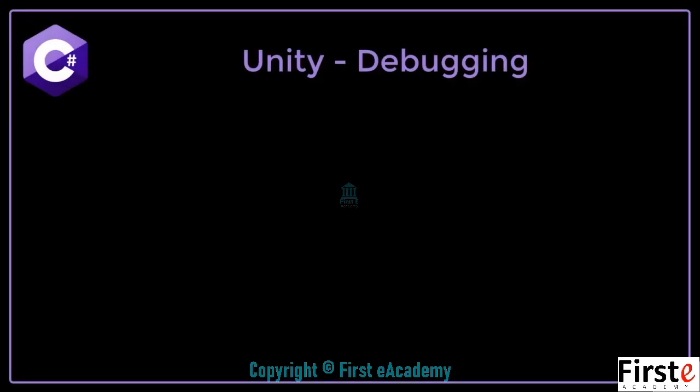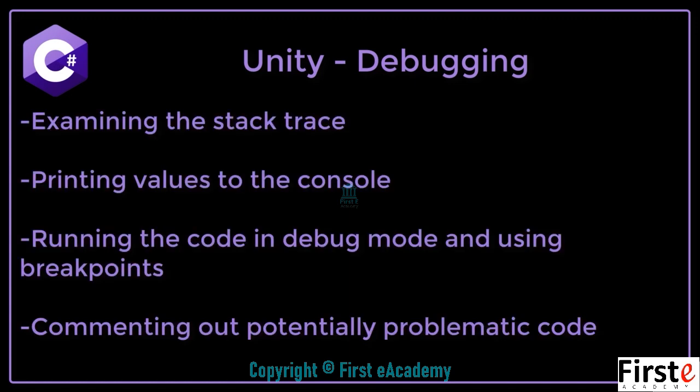In this lecture, we will learn about debugging C# code using Unity and Visual Studio. This lecture is important because it may introduce you to some of the techniques you haven't yet been exposed to if you're a beginner programmer. These approaches include analyzing the stack trace and printing out or logging values to the console. The first approach we will look at is examining the stack trace.